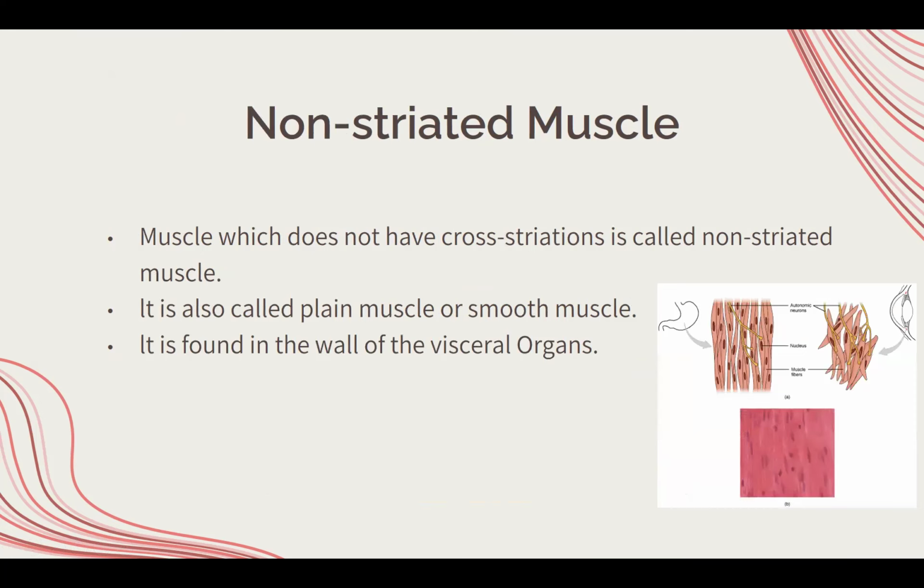Now non-striated muscles. Here there are no striations, no cross striations, so they are called non-striated muscles. They are basically plain muscles. An example is smooth muscle, which is usually found in the walls of the visceral organs.